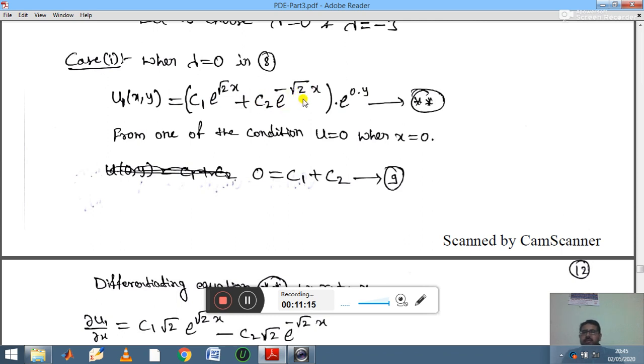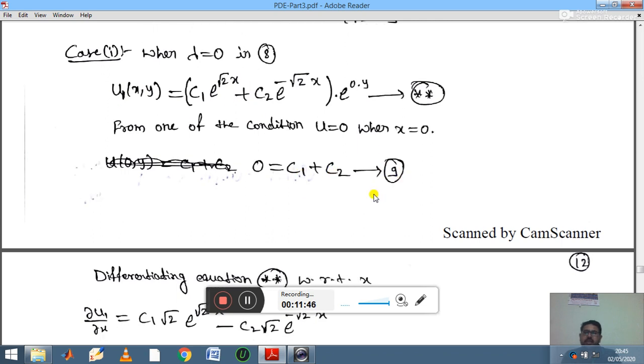Now use the new condition. From the given conditions, they have given one more condition, you just revise from equation 2. So u is 0 when x = 0. This is the first condition. If we use u = 0 and x = 0 in equation double star, then the LHS becomes 0, and in place of x we substitute 0, so e^0 and e^0. Therefore you get c1 + c2 = 0. Take this as equation 9.